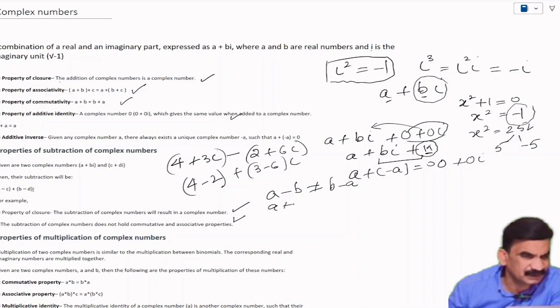Again, a minus b minus c is not equal to a minus (b minus c), in the case of complex numbers.